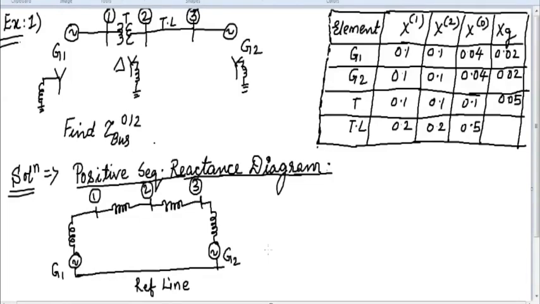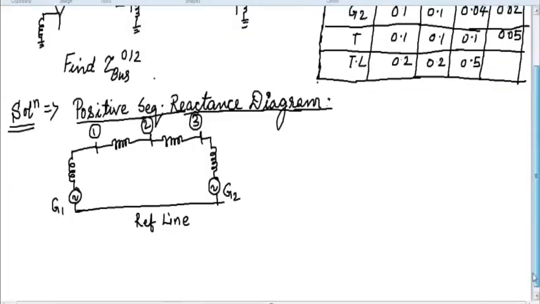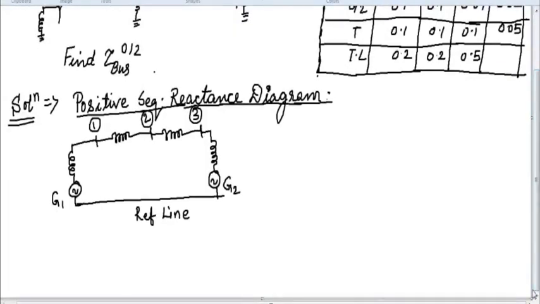We used to do it like this, or did we follow some other procedure? Yes, please reply. Is it the correct procedure, or is there some other procedure to draw the positive sequence reactance diagram?